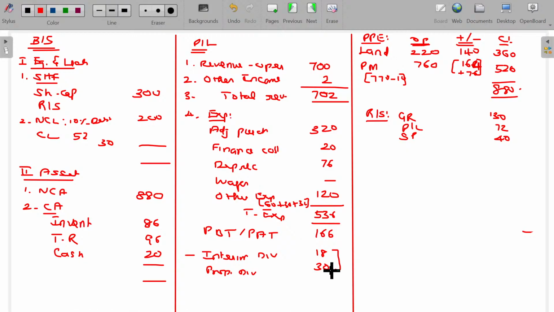Now, here you can skip the proposed dividend calculation. From 166, if I subtract 18 rupees, 148, that can be transferable here. Profit and loss from the current year. This is previous year balance, this is current year balance, 148. You can add up these two. And what is the total of reserves and surplus?